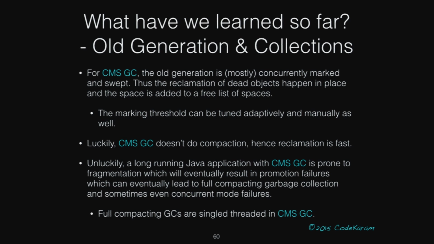What about CMS? For CMS, the old generation is mostly concurrent mark and sweep, and the reclamation of all dead objects happens in place. There's in-place deallocation, and the space is added to a free list of spaces. There's something called the marking threshold, which you can tune. It's right now enabled to be adaptively tuned based on your application profile, but you can fix it manually. Luckily, CMS doesn't do compaction, so reclamation is really fast. Unluckily, a long-running Java application with CMS is prone to fragmentation, like I mentioned, which will lead to promotion failures, which will eventually lead to a single-threaded, full compacting GC. Like I already mentioned, full compacting GCs are single-threaded in CMS.